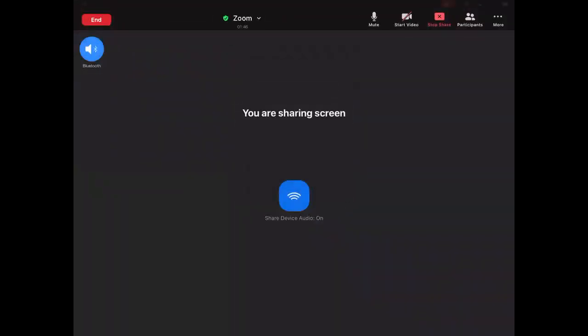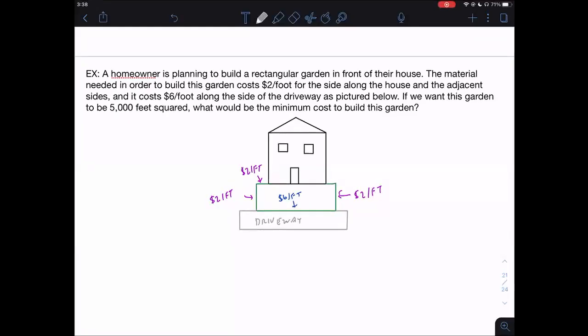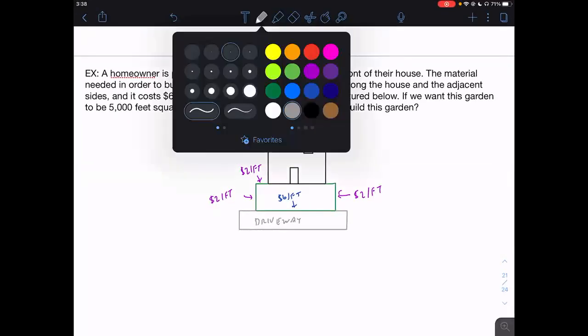So let's do two more examples here of optimization for section 3.4. And let's begin with one that was similar to the one that we started off in the last video, once again with a rectangle. So let's look at this problem here.